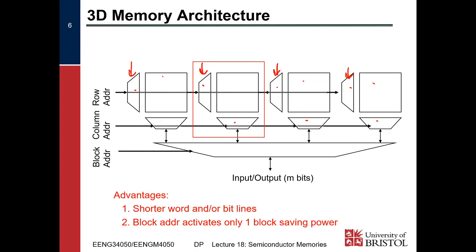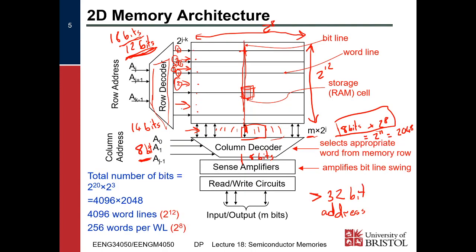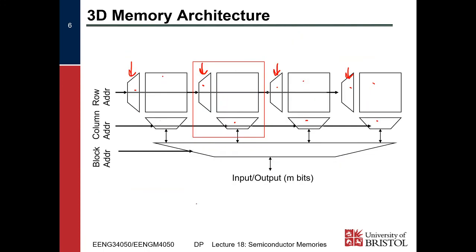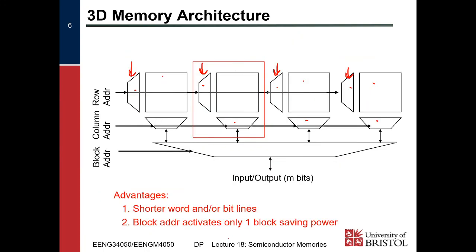So the advantages of doing this: obviously your word and bit lines become shorter, as well as the aspect ratio of your decoder. And also because we're only activating one of our memory blocks, that will also save power, rather than activating a large number of columns at once. We split the memory up, so we activate fewer columns at a time.